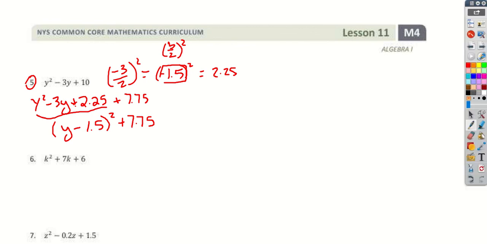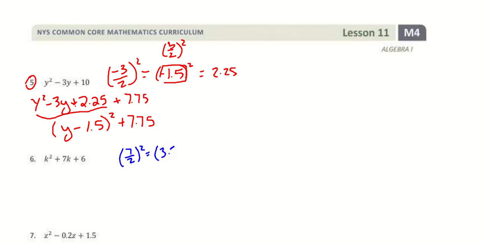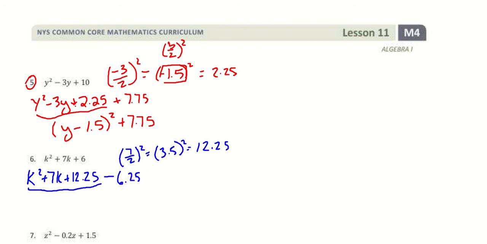So number 6, same thing. All right, the b term is 7. So 7 over 2 squared is 3.5 squared. And I'm going to need a calculator for this one. 3.5 squared is 12.25. We just did that one on the other question. What did you guys tell me that? Okay, so now we're going to rewrite this. So k squared plus 7k plus 12.25. That's our perfect square. We need to get this to equal 6, though. So we have to subtract 6.25. So that 12.25 minus 6.25 equals 6.